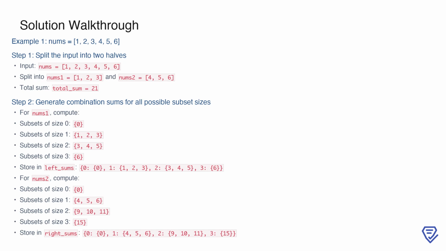For nums1, we compute subsets based on their sizes. Subsets of size 0 give 0, size 1 gives 1, 2, 3, size 2 gives 3, 4, 5, and size 3 gives 6. We store these results in a map called left_sums, where the keys represent the subset sizes. Similarly, for nums2, subsets of size 0 give 0, size 1 gives 4, 5, 6, size 2 gives 9, 10, 11, and size 3 gives 15. These are stored in right_sums. This step sets the foundation for efficiently comparing subset sums from both halves in the next part of the solution.